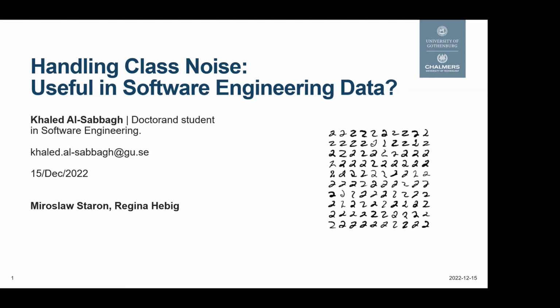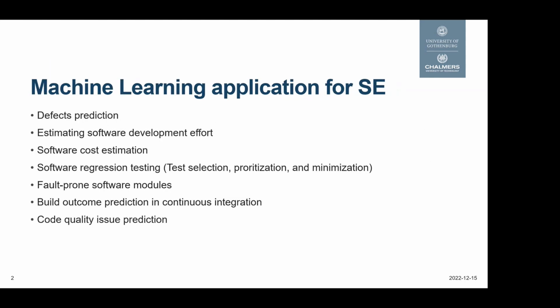And if you look into the software engineering literature, you'll find a lot of studies that utilize machine learning for solving different software engineering tasks, such as defect prediction, software cost estimation, and other things. But what was surprising is that very few authors actually addressed the problem of noise before they used the data for training a machine learning model. So we thought this topic is somewhat neglected in the software engineering literature, and it's worth exploring more.